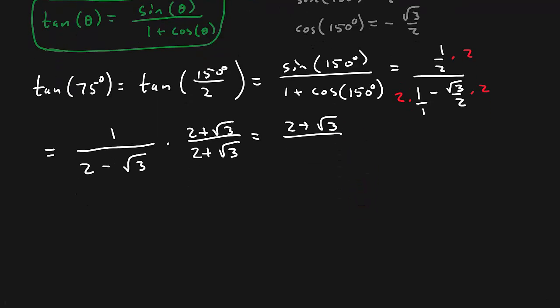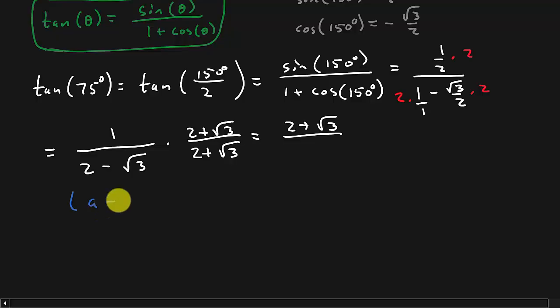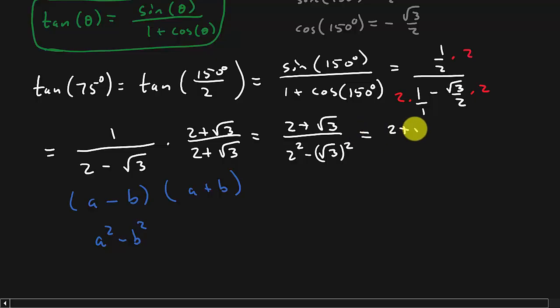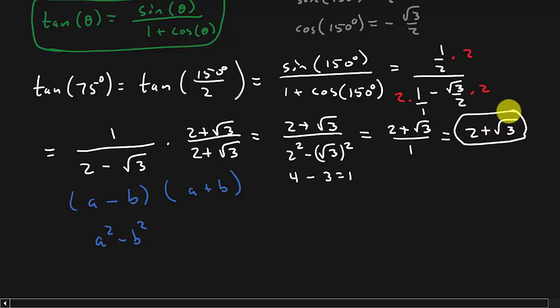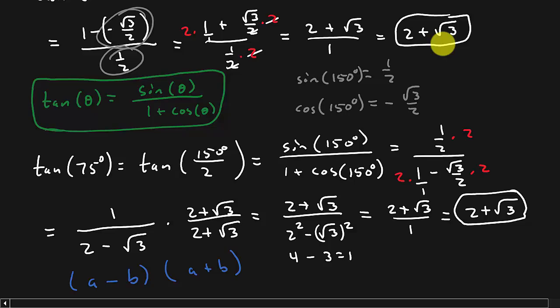Now, remember, this part down here at the bottom, that is (a minus b) times (a plus b), which is a squared minus b squared, right? And so in this case, we have 2 squared minus square root of 3 squared, which is 2 plus square root of 3 over 4 minus 3, right? That's 4 minus square root of 3 squared, square root of 3 squared is 3, which equals 1. And so we get 2 plus square root of 3. And there's our answer, just like we got up here.